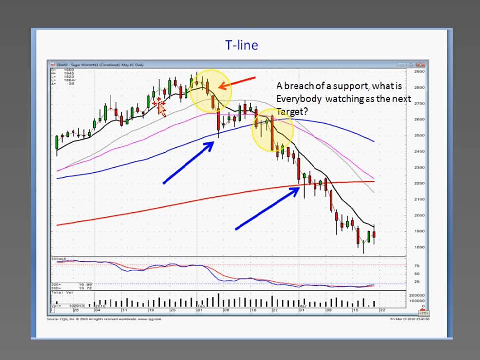The T-line is this black line. That's the 8 exponential moving average. And very simply stated, if you see a sell signal and a close below the T-line, you can stay short until you see a buy signal and a close back up above the T-line.